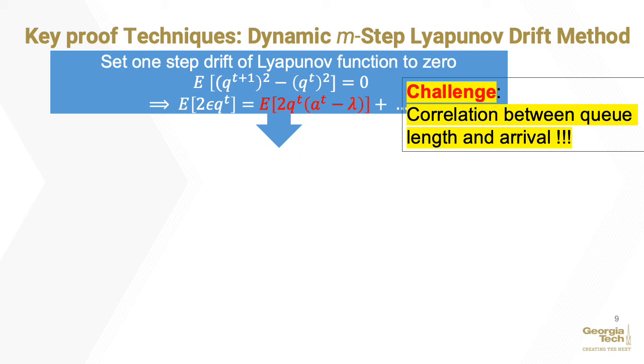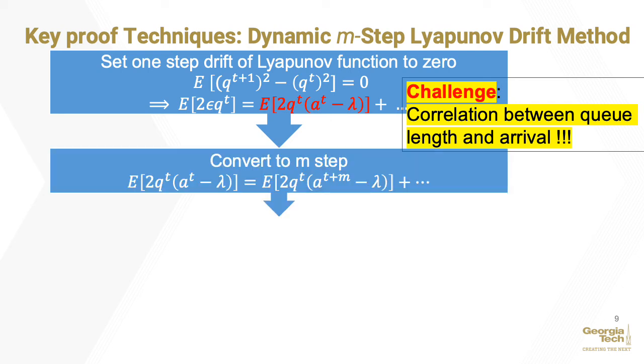In the i.i.d. arrival case, the Q length and arrival are independent. That means this term is equal to 0. So in the single server queue, we can get the famous Kingman bound. And in the switch system, we can get the result in Maguluri's research. However, in our case, when the arrival process is Markovian modulated, that means the Q length and arrival are not independent anymore. This becomes the main challenge. So how to deal with it?